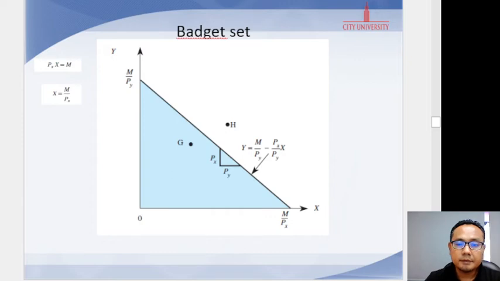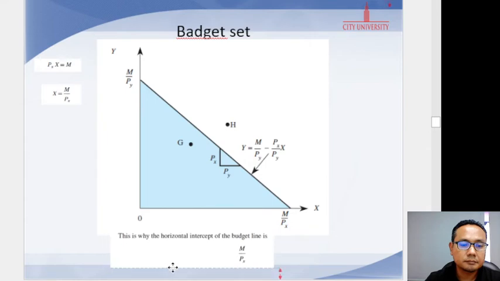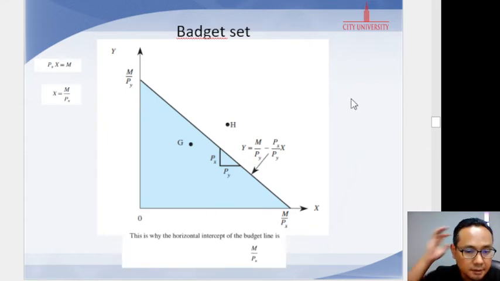Call it horizontal budget. This is why the horizontal intercept of the budget line is M by Px.